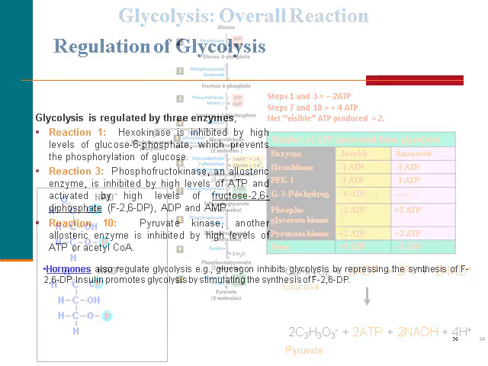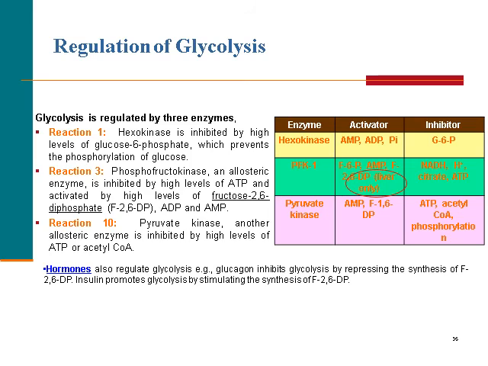Now let's move on to the regulation of glycolysis. Glycolysis is regulated by three enzymes, in reactions 1, 3 and 10: hexokinase, phosphofructokinase and pyruvate kinase. Besides these three enzymes, hormones also regulate glycolysis. For example, glucagon inhibits glycolysis by repressing the synthesis of fructose 2,6-bisphosphate, while insulin promotes glycolysis by stimulating the synthesis of fructose 2,6-bisphosphate.